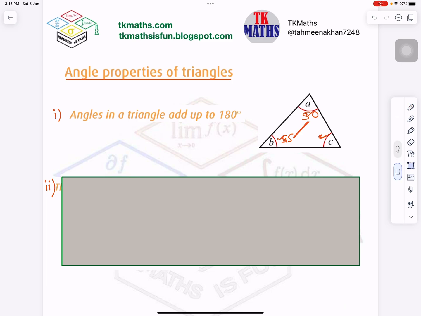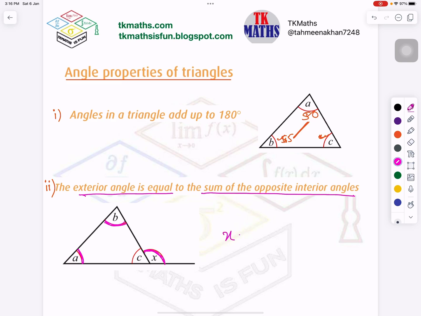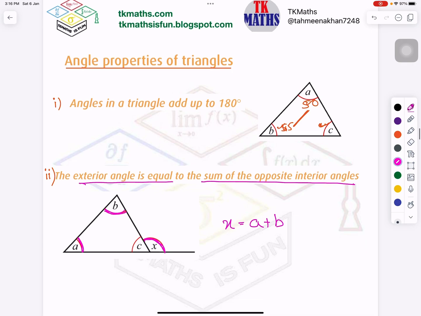One more property here. Now this is very important. The exterior angle. Now which one is the exterior angle? This one. Let me use this color. This X. This is called exterior angle. And it is equal to what? Sum of the opposite interior angles. These are called opposite interior angles. And it is what? Sum. It means X, which is the exterior angle, equals the sum of the interior opposite angles.